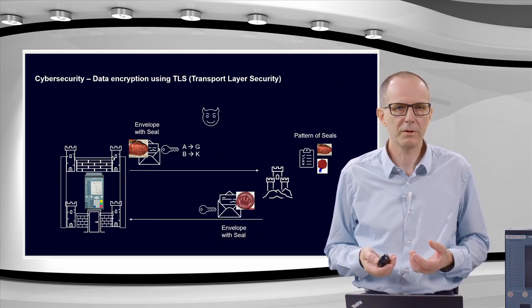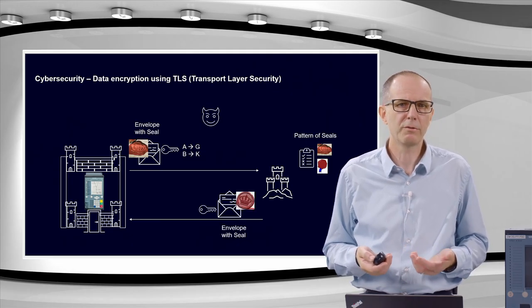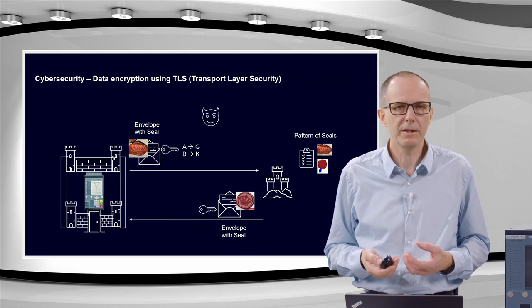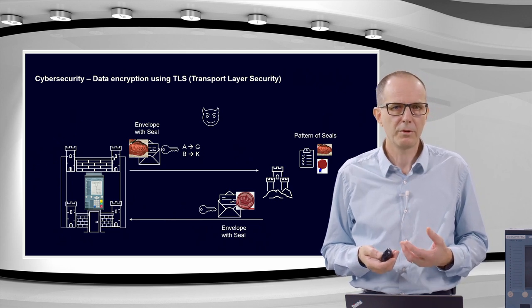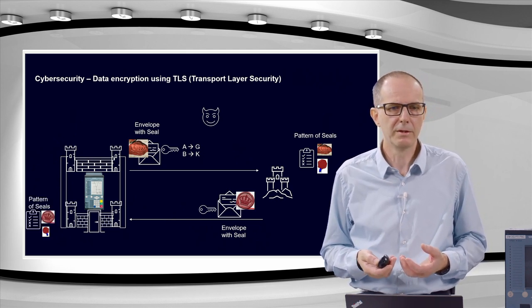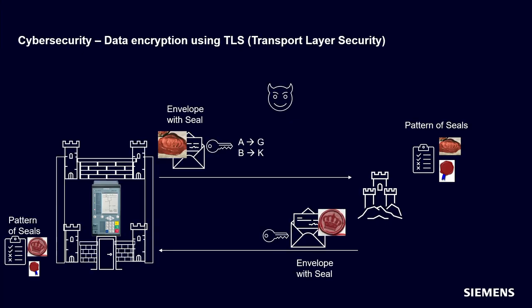And if you want to trust your partner, he also has to send the encryption code inside an envelope protected by his own seal. When you receive the message, you will check if the seal pattern is part of the list of the trusted seal.